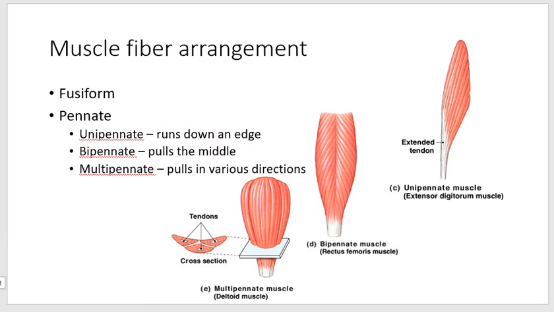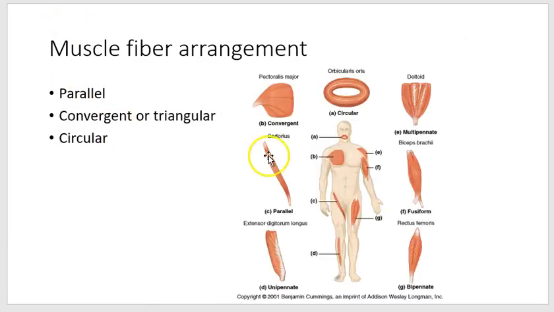But that's not the only arrangements we have either. We also have parallel muscles. So here you can see the sartorius muscle runs from the outside of the hip to the inside of the knee. It is a parallel muscle. All these fibers are running in the exact same direction. You can have convergent or triangular muscles. This is your pectoralis major. You can see how all these fibers converge to one point.